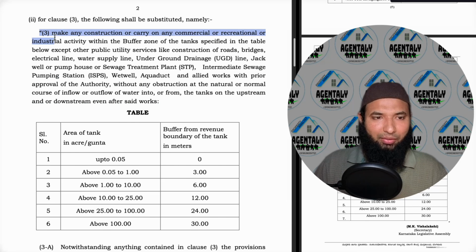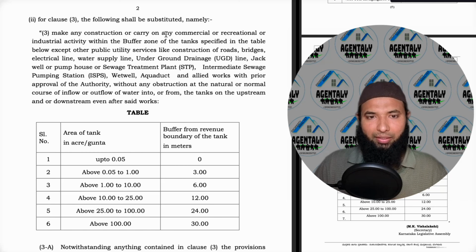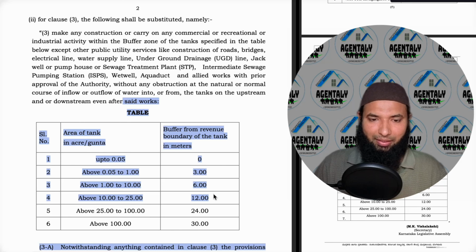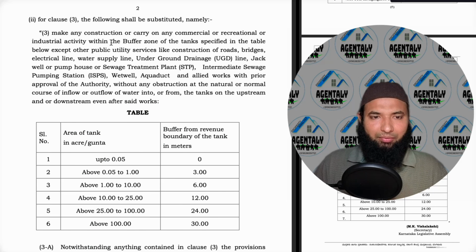Okay, so now what they are going to replace, let us read. No person shall make any construction or carry on any commercial or recreational or industrial activity within the buffer zone of the tank specified in the table below. So this is the table below. Other public utility service like, except, okay, here we have to stop here. So no person shall carry on commercial, recreational or industrial activities within the buffer zone, except, they have written, public utility service like construction of road.